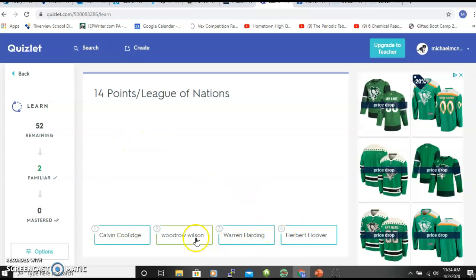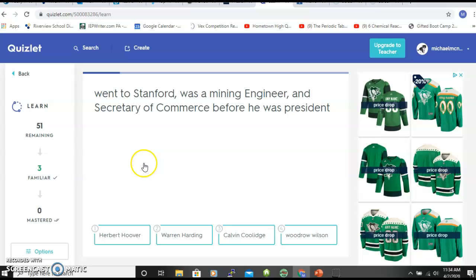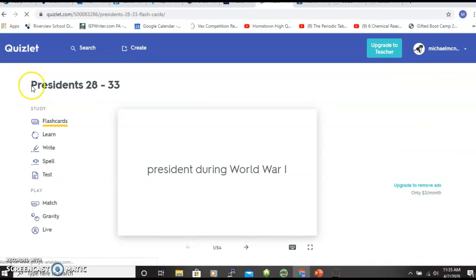In this case, Woodrow Wilson proposed the 14 points. So that's easier than me just having to think about which president did that on my own. Here's another clue, and we get to see the answers. That's recognition. We're going to use this first because not only is it easier, but it's also creating a neural connection between the clue and the answer. So take your time as you do this and actually think about the clue and the answer together when you're using learn. We'll move on to step three.